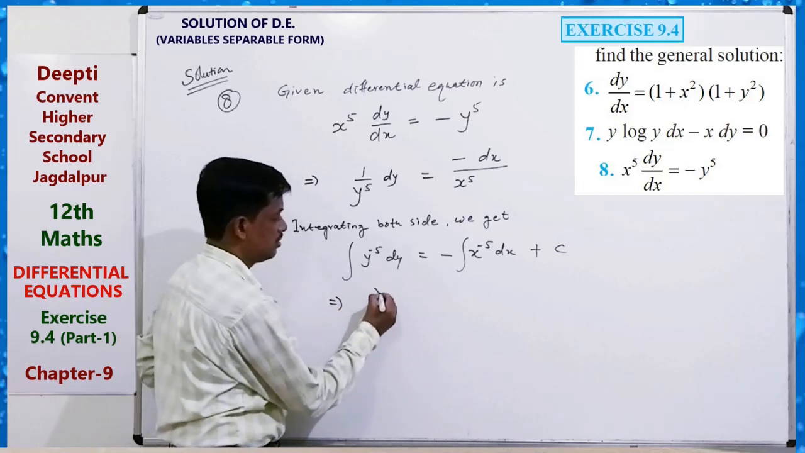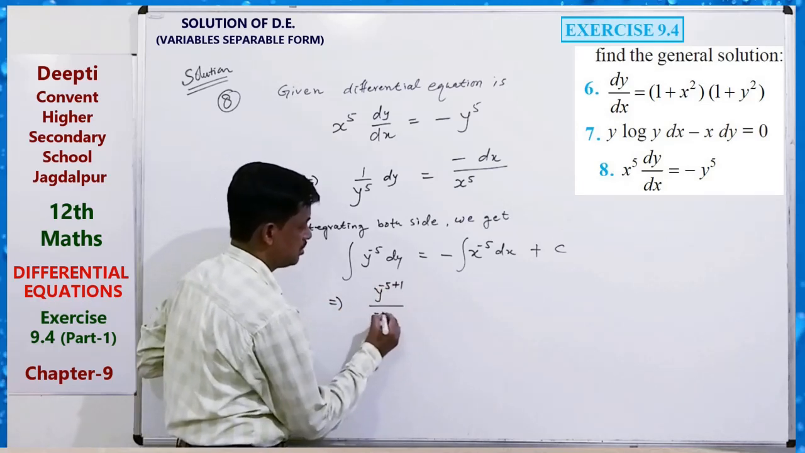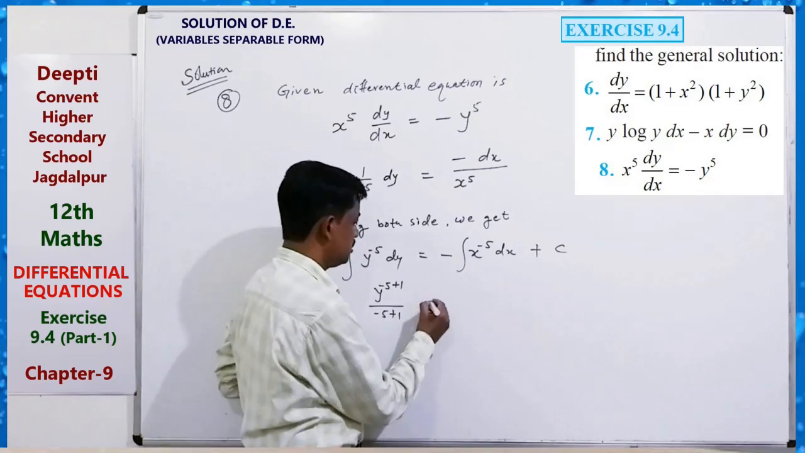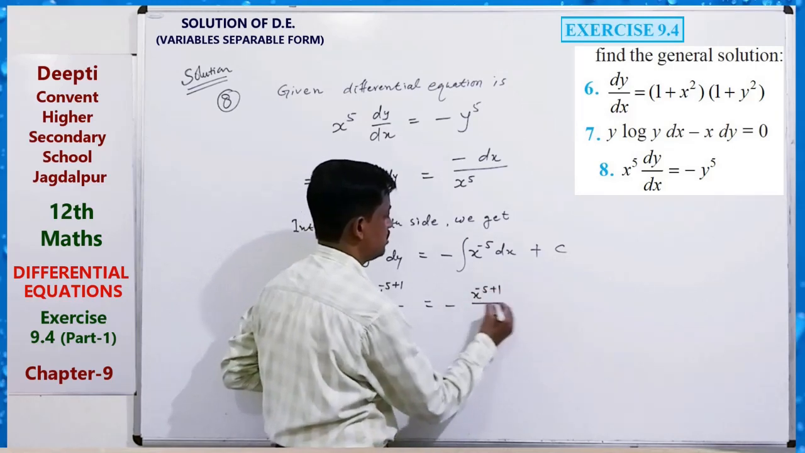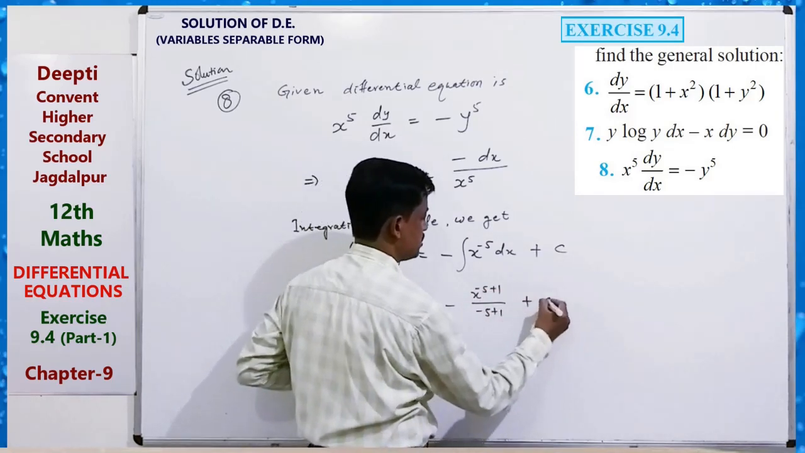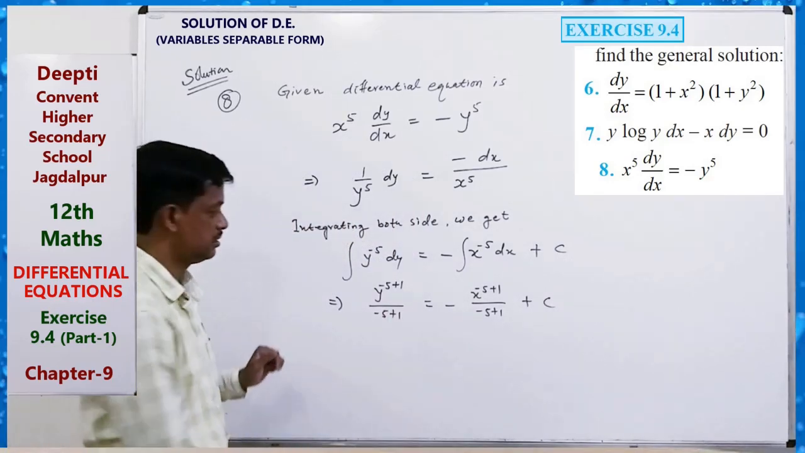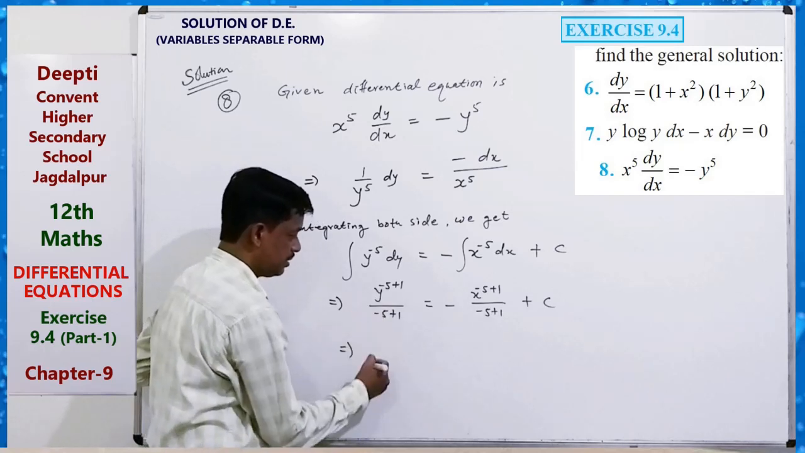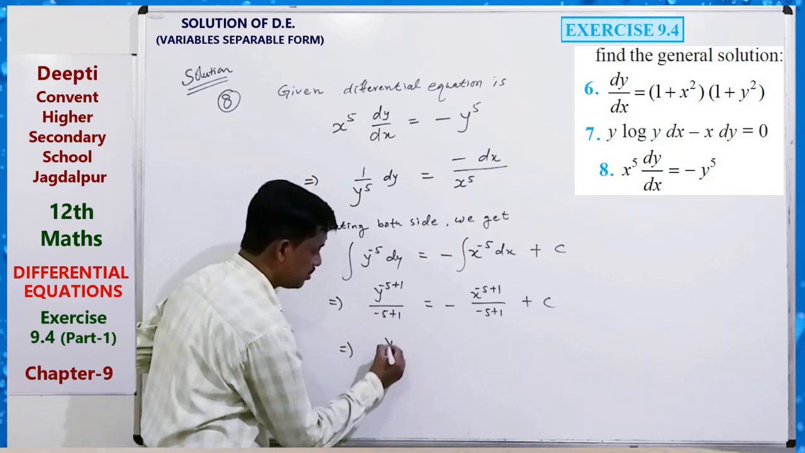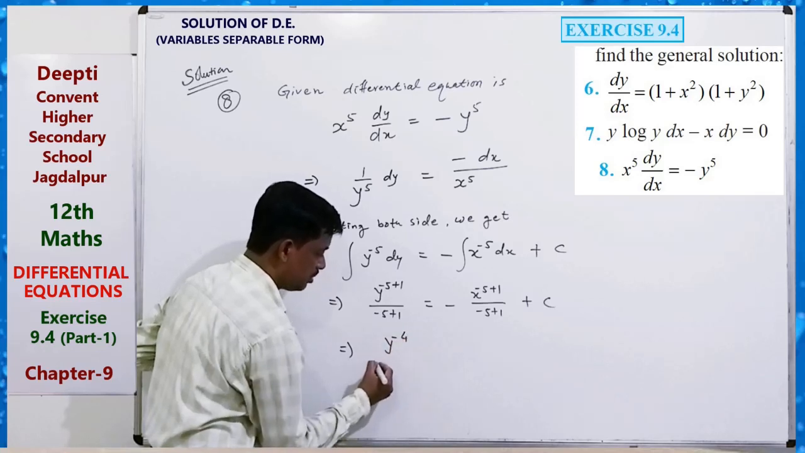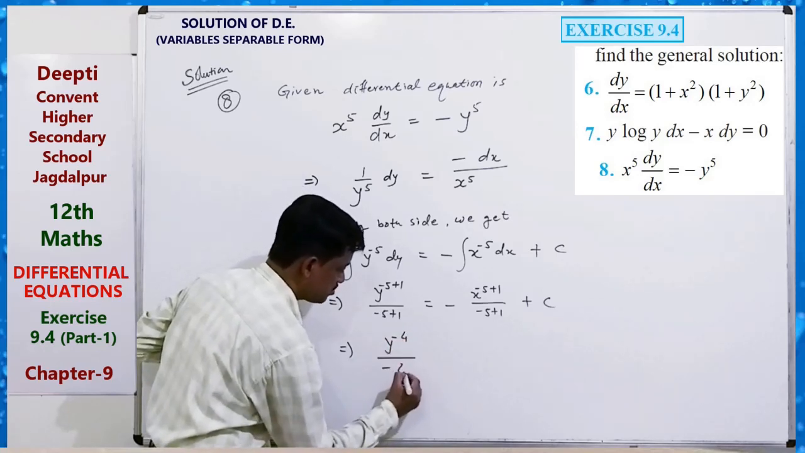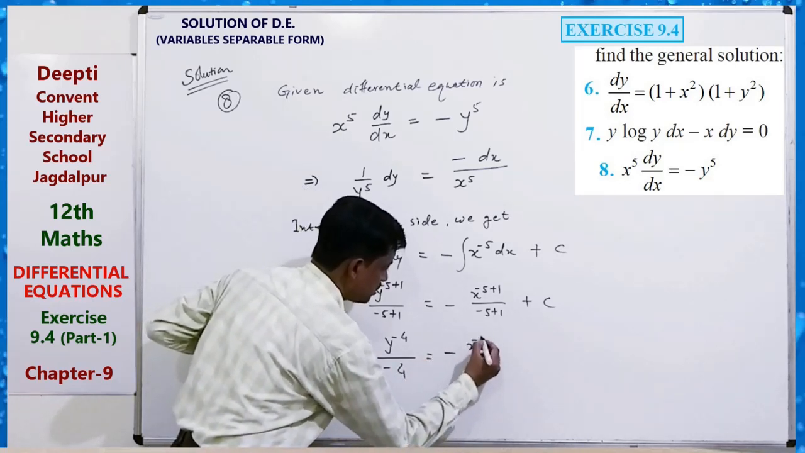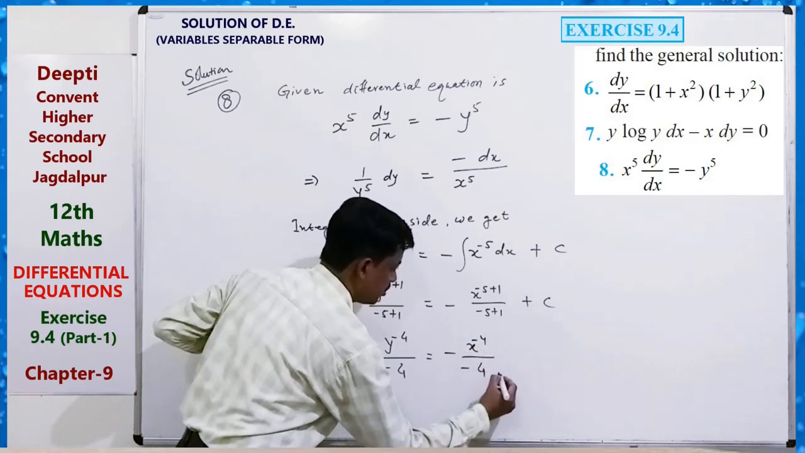Then here what? y to the power minus 5 plus 1 upon minus 5 plus 1, using x to the power n, x to the n plus 1 upon n plus 1. This minus x to the power minus 5 plus 1 upon minus 5 plus 1 plus c. We can write like this. So this is equals to what? y to the power minus 4 upon minus 4 equals to minus x to the power minus 4 upon minus 4 plus c.